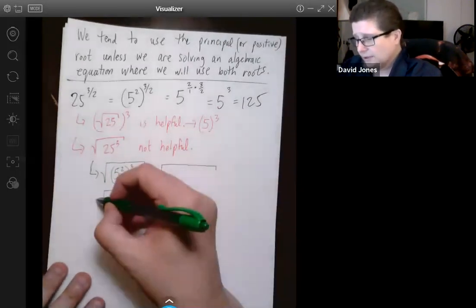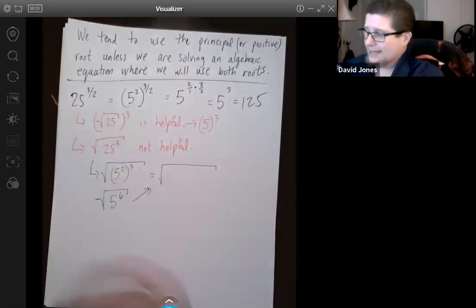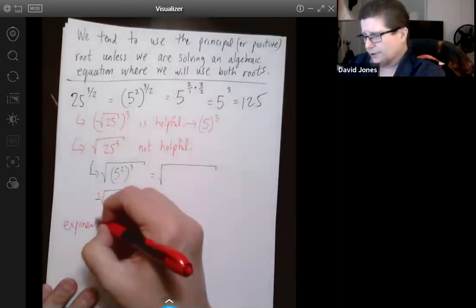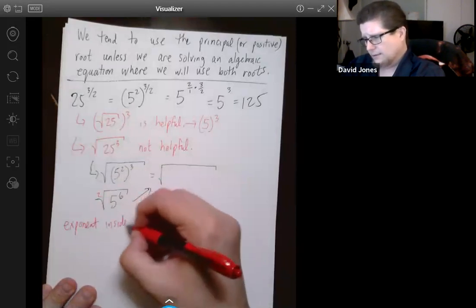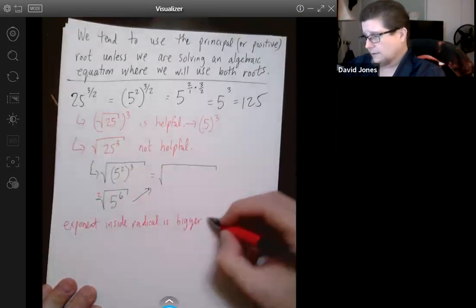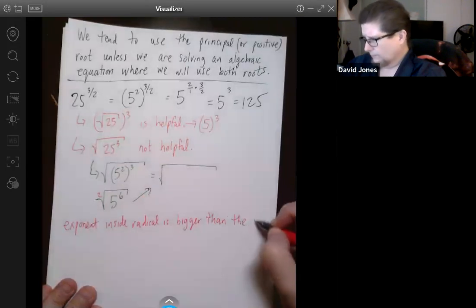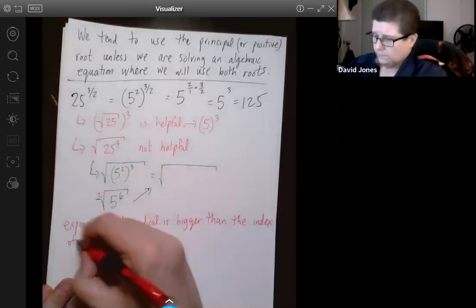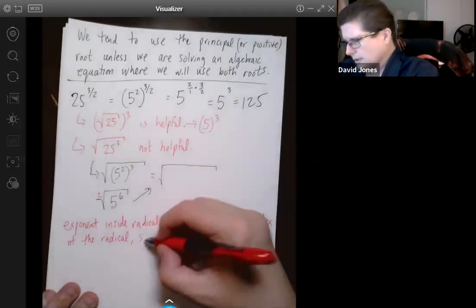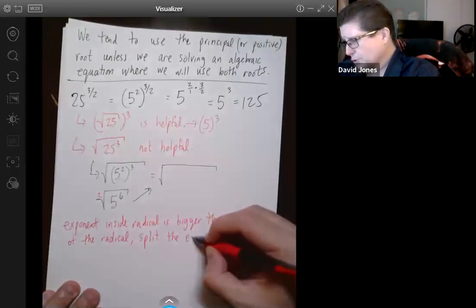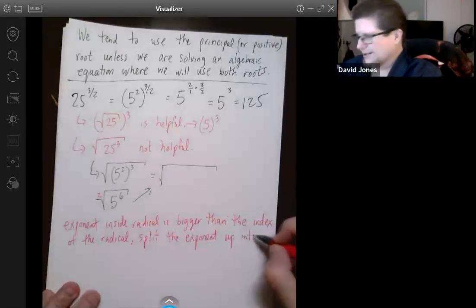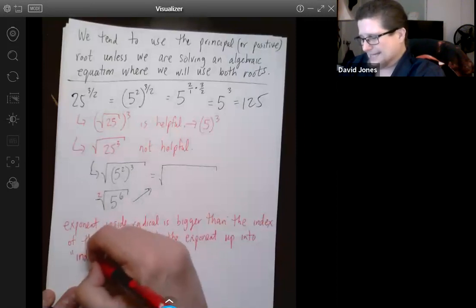What I'm going to do when you have an exponent that's bigger than the index, which is a 2: when the exponent inside the radical is bigger than the index, then split the exponent up into, I'm going to say, index-size pieces.